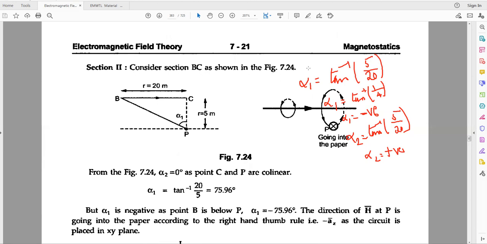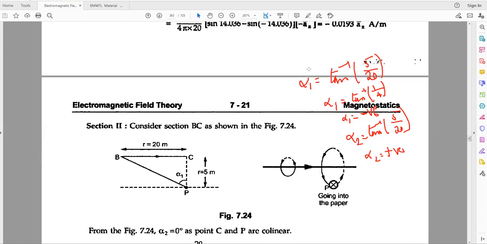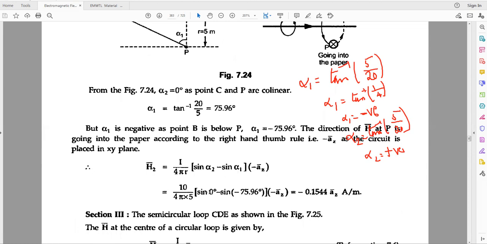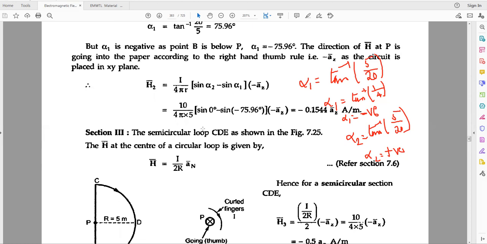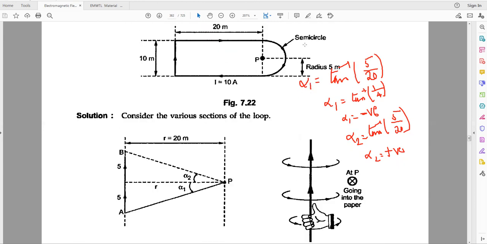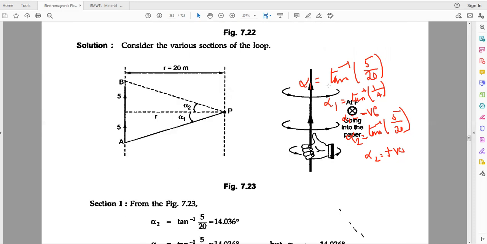The second section, consider the section BC in this 7.24. See, in this denominator here only. The alpha 1 is from point B to the C. Alpha 2 is equal to 0 considered, and as for P, alpha 1 only we will get 75.96. Then after that you can substitute the 0 degrees. Then another one is the section 3. So divide this into 3 sections, so one section here and another section here, totally the 3 sections.